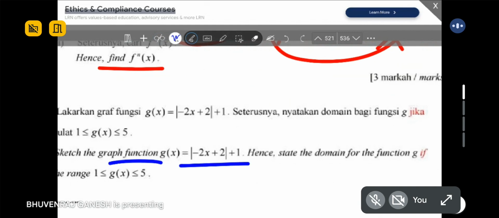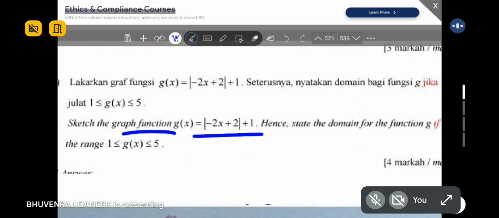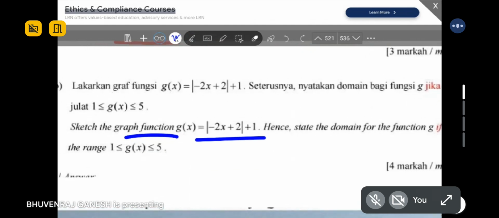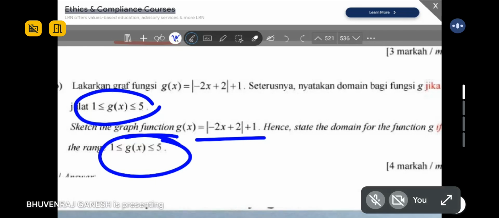So now they ask you to sketch the graph, guys. Kamu kena lakar graph ni. So this is a modulus graph. Am I right? Okay, so how to draw graph? First step, you must plot all the points, guys. Okay, so tell me, what are the points you all are going to plot over here? So you can see they give you an information, the range. Mereka sudah bagi. So you can actually substitute and find your x value.